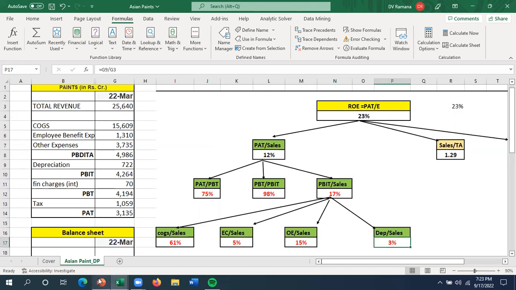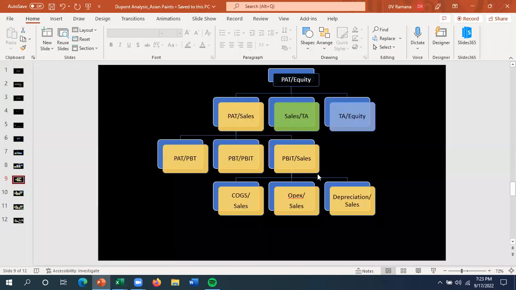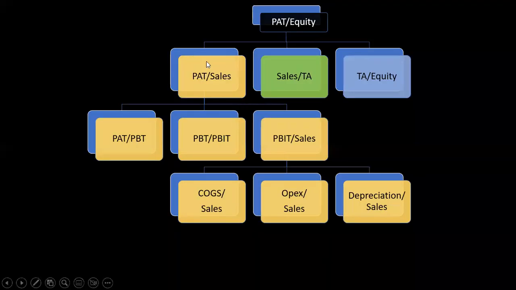So now let us go to the next block. We have examined the PAT by sales as thoroughly as possible. Now let us examine this box, which shows efficiency, how efficiently you are using the assets. If the efficiency is high, that means you are using your assets efficiently, then the sales by TA should be higher than the industry average.